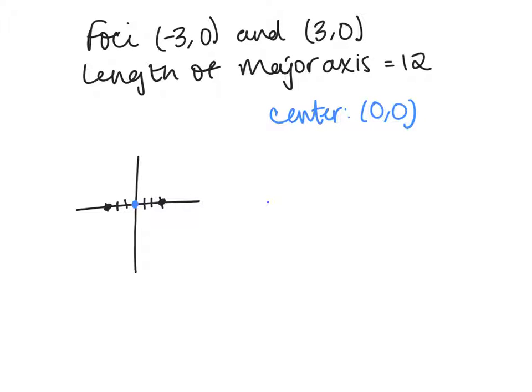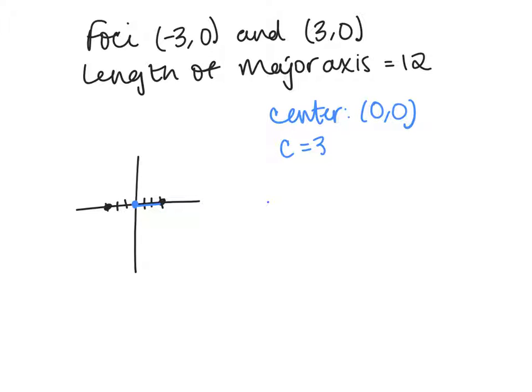The other piece we know is that C is going to be the distance from the center to the foci. So we know C is going to be 3. And we can use that to help find A or B, whichever piece we need. Also, the foci being horizontal like that tells us this is going to be a horizontal ellipse.